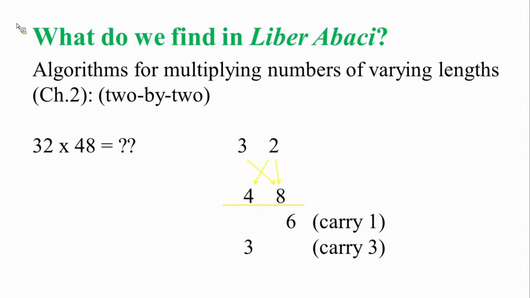I'm actually writing down the answer here. 3, 6 are the last 2 digits of the answer to this problem, okay? Keeps going. 3 times 4 is 12, but I carried 3, so now I get 12 plus 3, 15. And the answer is 1536.